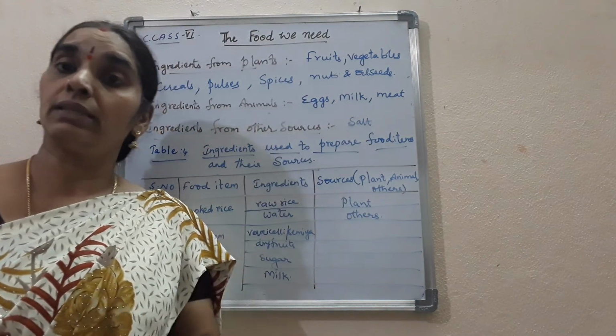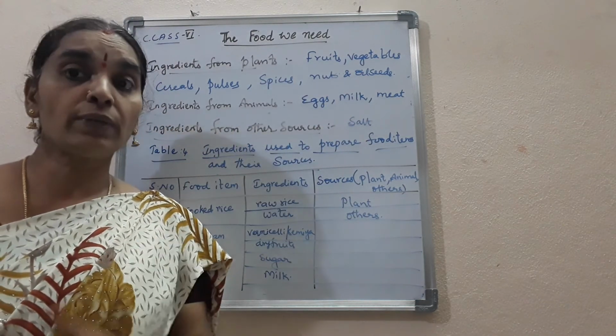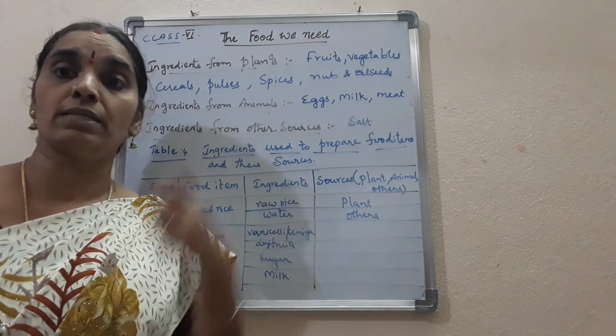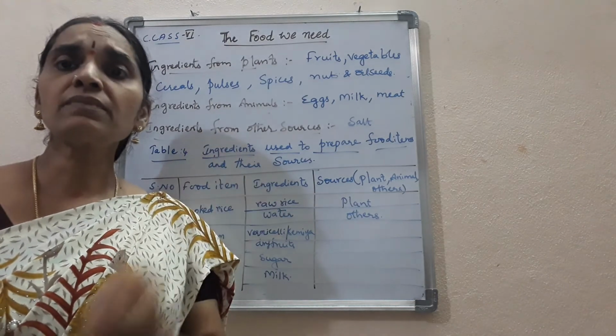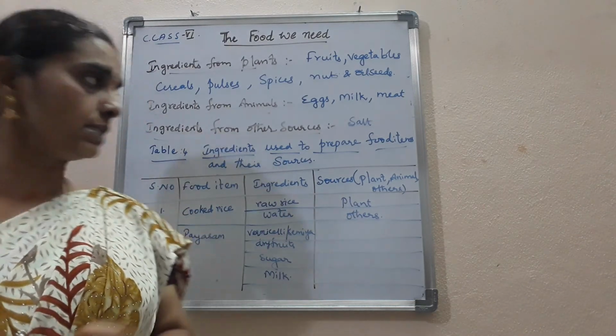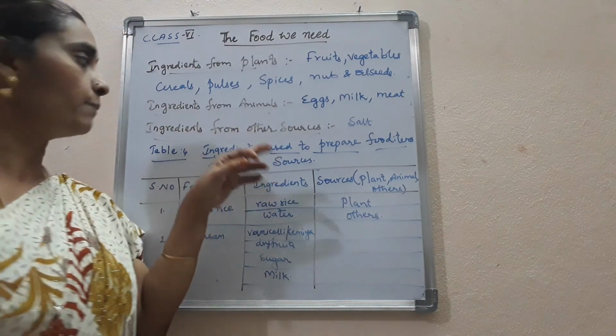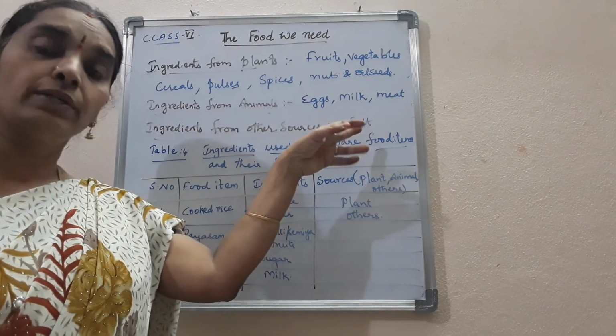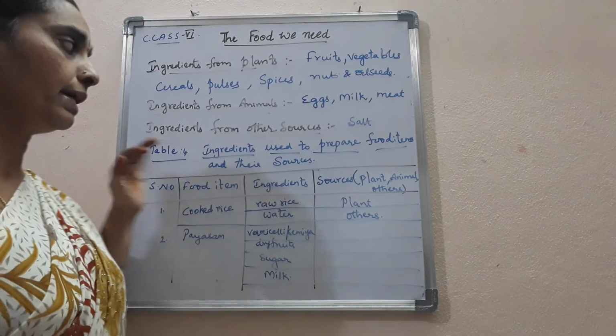Do you know any other source from which we get food? Yes, water is also food that we get from the ground, and the main source of water is rainwater, isn't it? So that is also a food. Okay, ingredients like salt, which is obtained from the sea, is also food, as we use it in our food to get the taste.